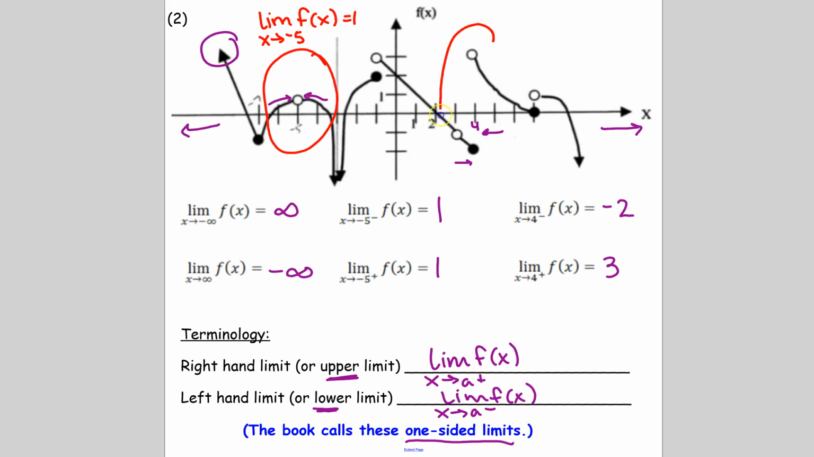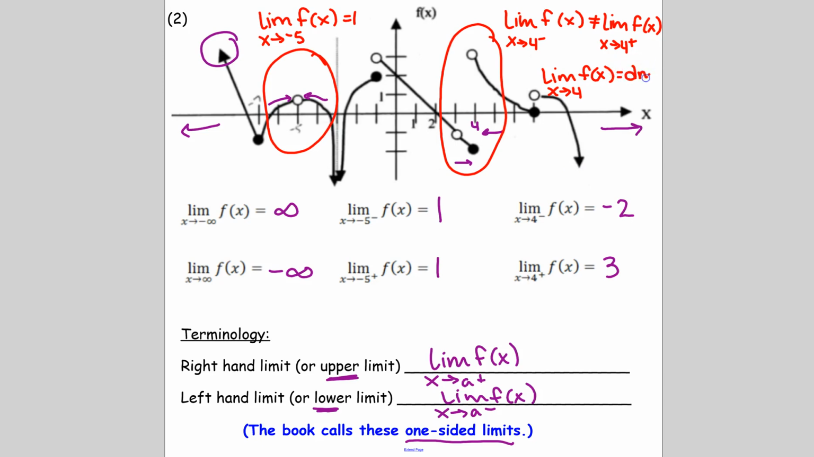But remember when we looked at what was happening as x was approaching 4? The left-hand limit was -2 and the right-hand limit was 3. So the limit as x approaches 4 from the left was not equal to the limit as x approaches 4 from the right. That means that we cannot say anything about the limit of f of x as x approaches 4 in general. If the left-hand limit is not equal to the right-hand limit, then we just have to say this limit does not exist.